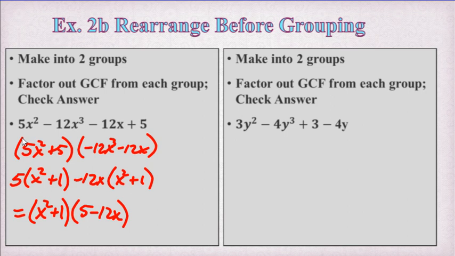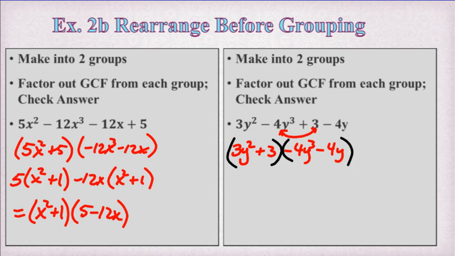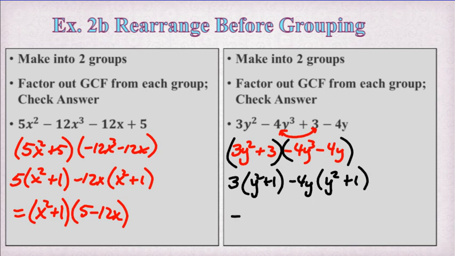Next problem here, I'm just going to switch these two terms around. So I have a 3y squared plus 3 minus a 4y cubed minus 4y. And when I group the first two and then the last two, take a 3 out, that leaves me with y squared plus 1. Take a negative 4y out, and that leaves me with a y squared plus 1. And in our answer, I have y squared plus 1 times 3 minus 4y.